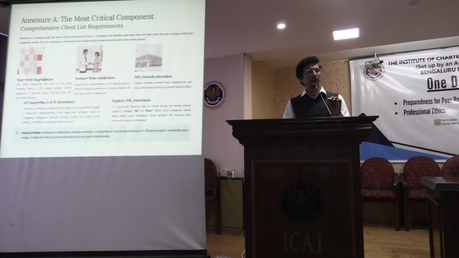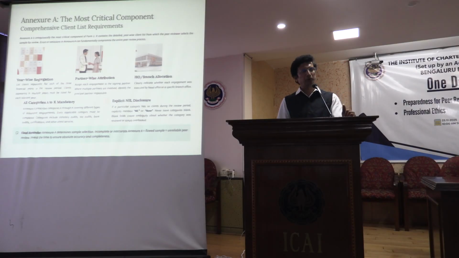This annexure is the crux of your entire Form 1, because the sample selection and what work you have done will be captured in Annexure A. So that will have a year-wise segregation. For the period of the peer review, you will have to give the entire year-wise segregation. Then partner-wise, whatever work you would have done, who's the respective partner, what they have done. EQCR, and of course the HO and branches, whether it was done in the respective branches or in the head office, those details you will have to give. More importantly, I think it will get covered in the subsequent slide.